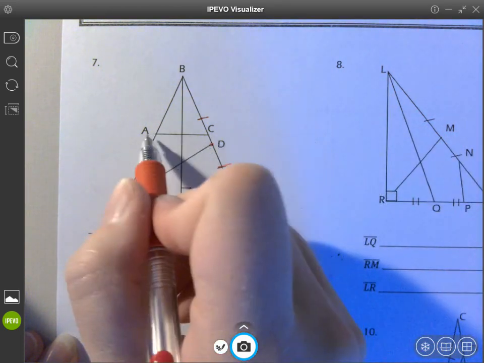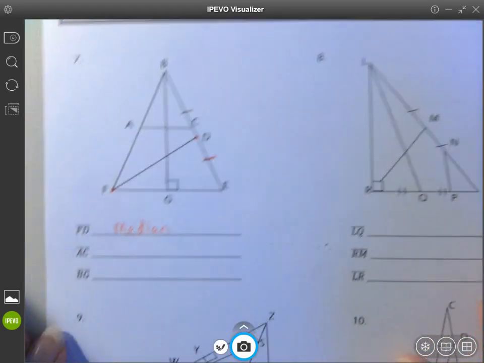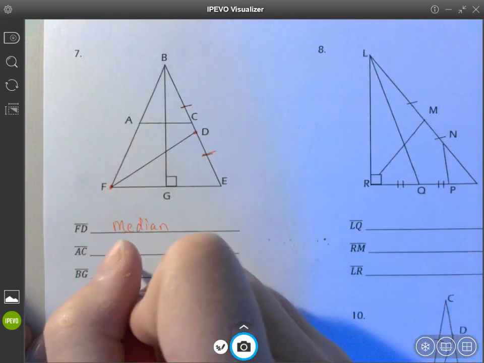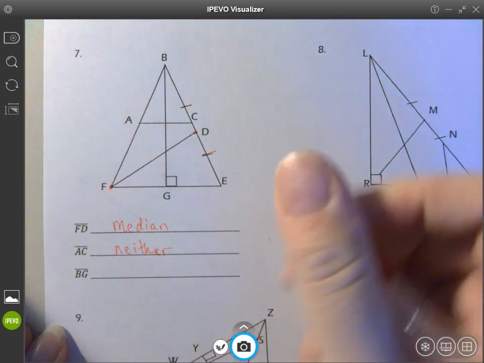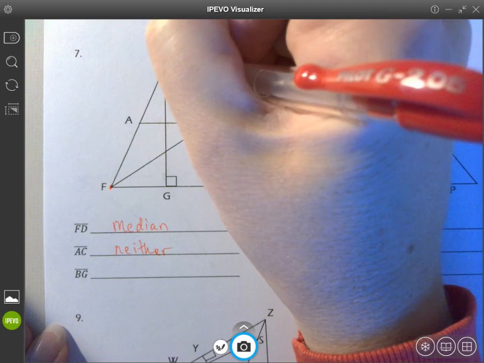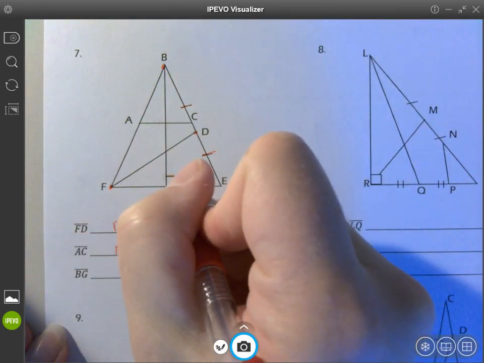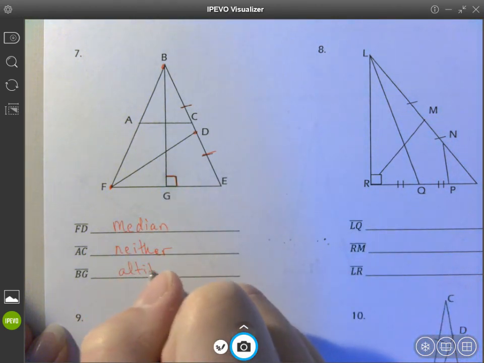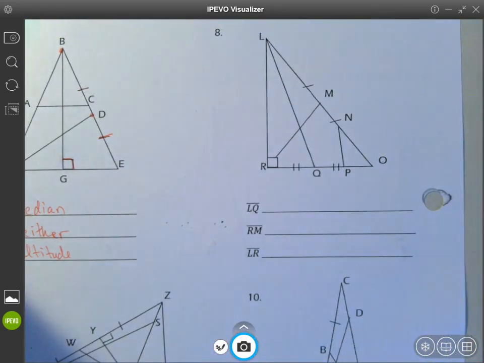All right, AC. Well, AC, is it a median? Is it altitude or neither? AC is neither. Nothing's marked congruent. It doesn't go from a vertex to the opposite side. So AC is neither. And BG, right here, it goes from the vertex, it comes down. It looks like it could be a median, but these aren't marked. What I see is a 90-degree angle. So that would be considered an altitude. All right, so take a second and work on the other sets here, and then you can unpause this.